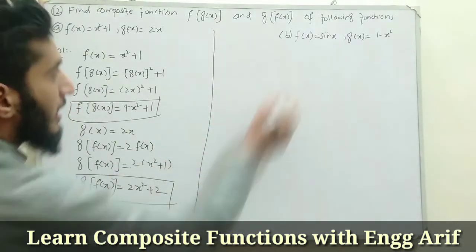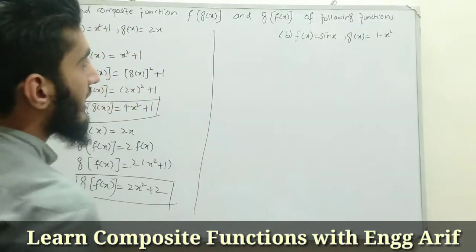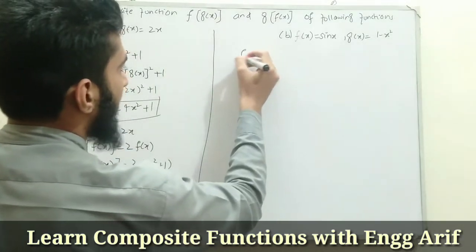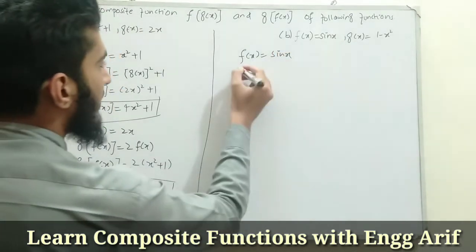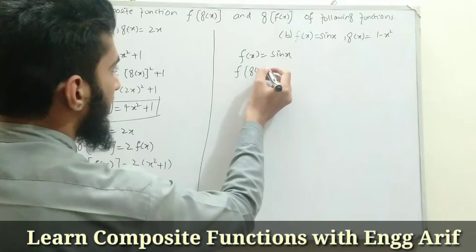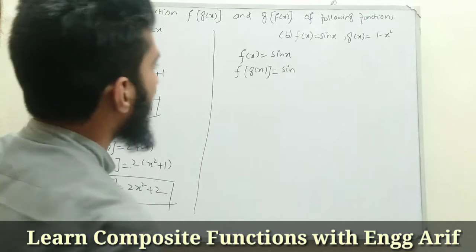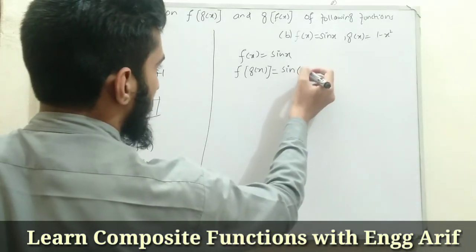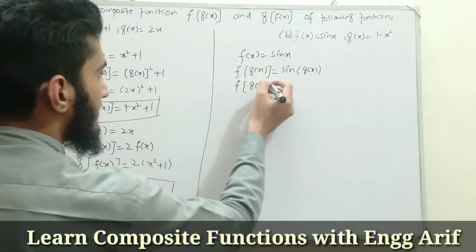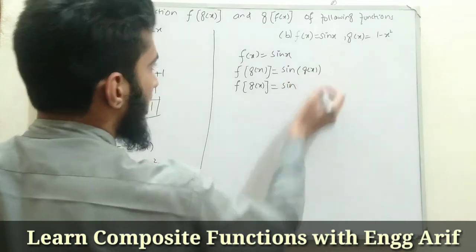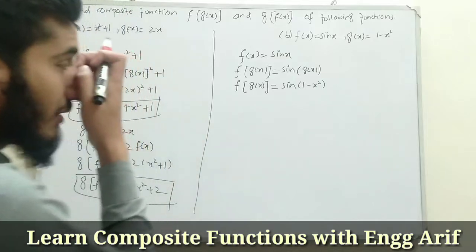Now after this I move toward part B. It tells that f of x is equal to sin x and g of x is equal to 1 minus x square. First I am going to find f of g of x. So I will take f of x is equal to sin x. Now replace this x with g of x, so it becomes f of g of x is equal to sin of g of x. Now f of g of x becomes sin of g of x, which is sin of (1 minus x square). So this is actually our f of g of x.